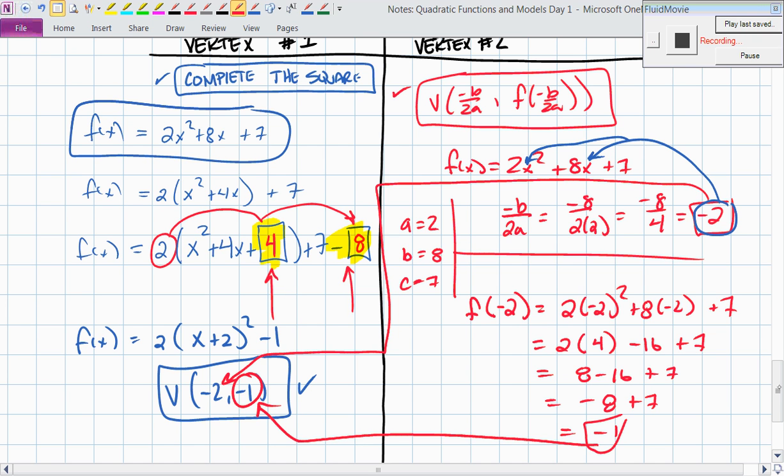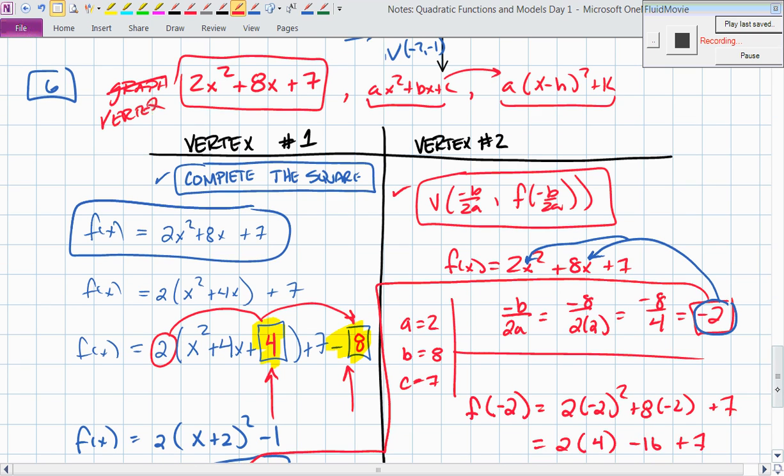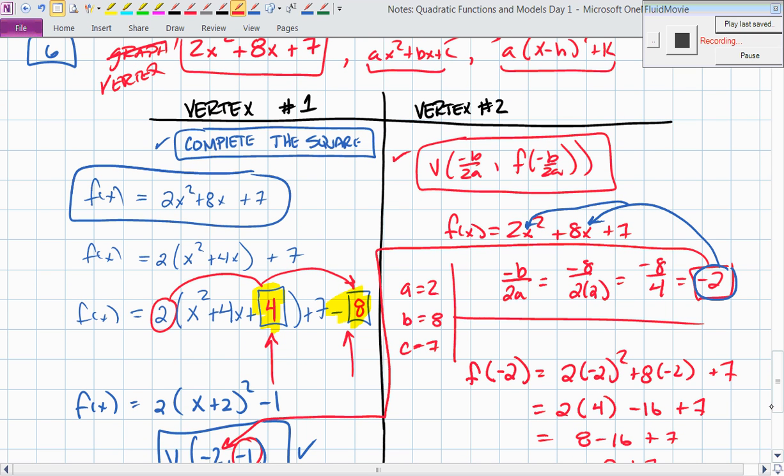Math works. Crazy. Okay, so if you're trying to find the vertex, you have two options. You can either complete the square, or you can do this −b over 2a and then f of −b over 2a. Either way is fine with me.